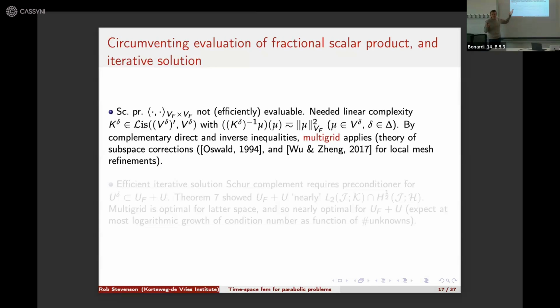Because we have this strange scaling, we have other norms, fractional norms, but because of this scaling, everything that you know for elliptic problems can be transferred to this setting. So we use multigrid. We replace this equation by multigrid preconditioning. That's what we do.